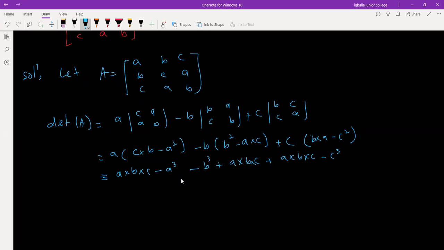Okay, girls. Now here I have A, B, C, A, B, C, A, B, C. So here I have 3 times A, B, C. So I will write 3 times A, B, C. Now minus A cube minus B cube minus C cube. So this is the answer. Okay. So within 2 minutes or within 1.5 minutes, we can solve a determinant question.